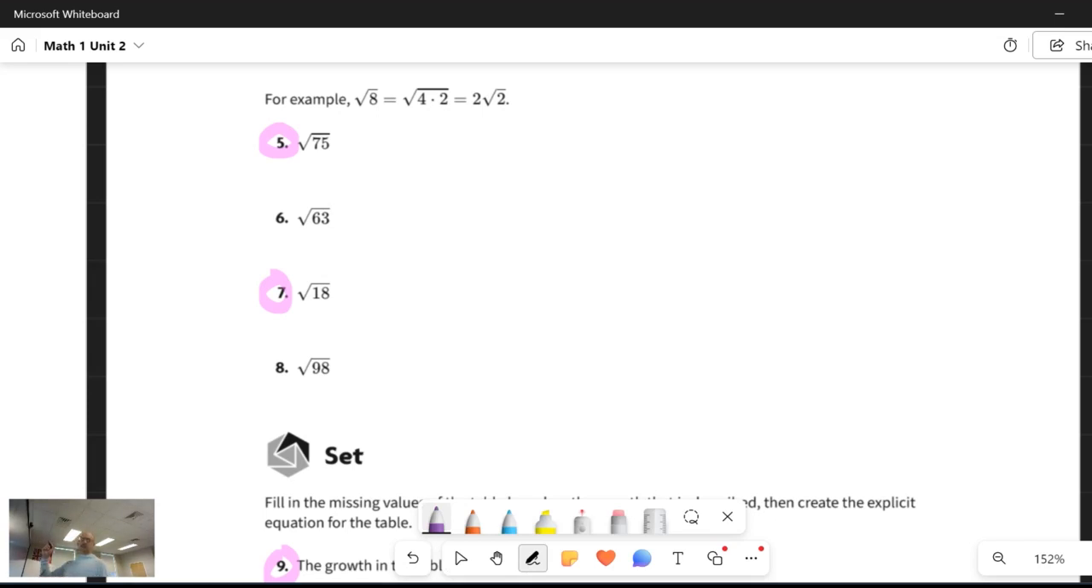Here, it's just factor trees for those of you who have done those before, but the factor trees must be perfect squares. So here, we're going to say, all right, 25 and 3.